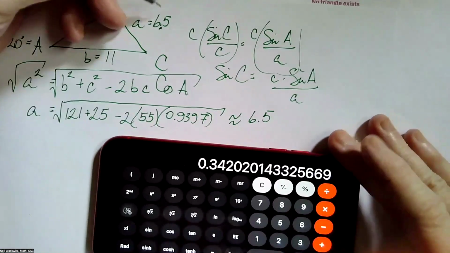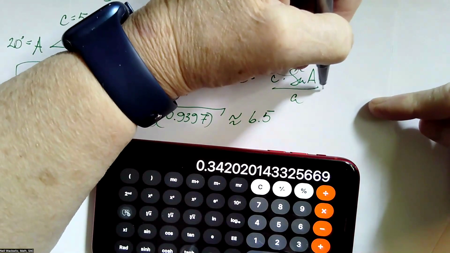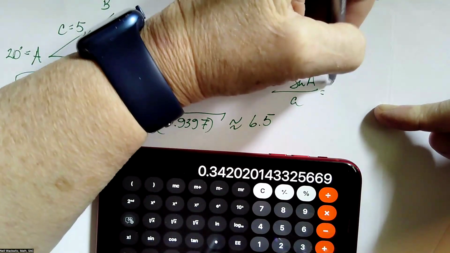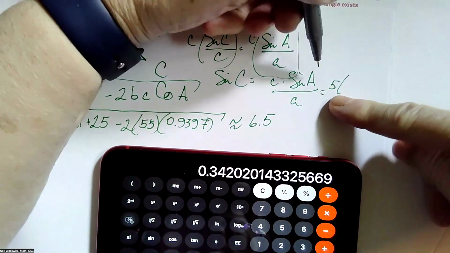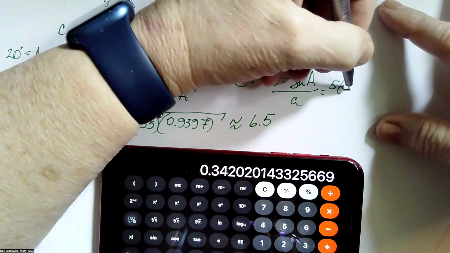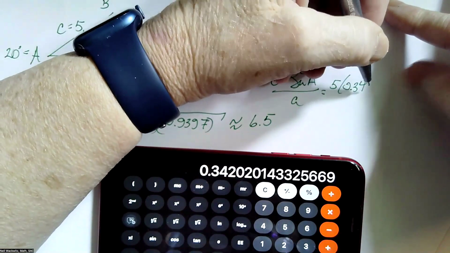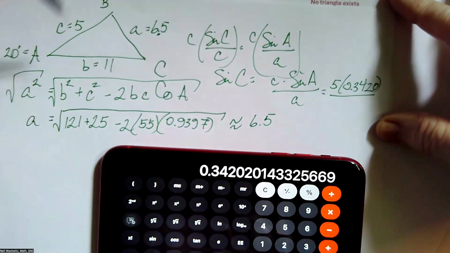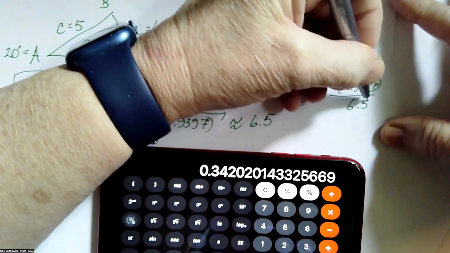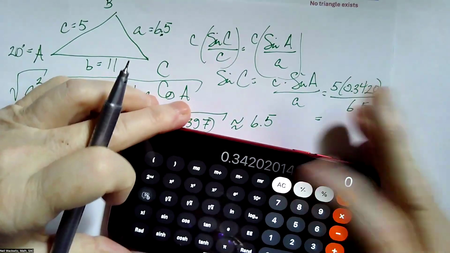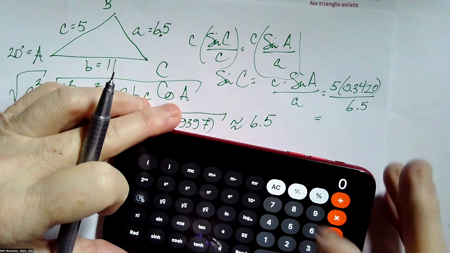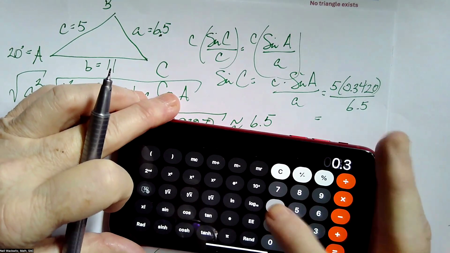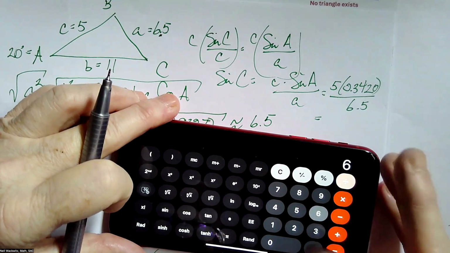We have that the sine of 20 degrees, little c was 5, yes, 5. The sine of 20 degrees is 0.3420. Little a is 6.5. So we get that the sine of C is 5 times 0.342 divided by 6.5.